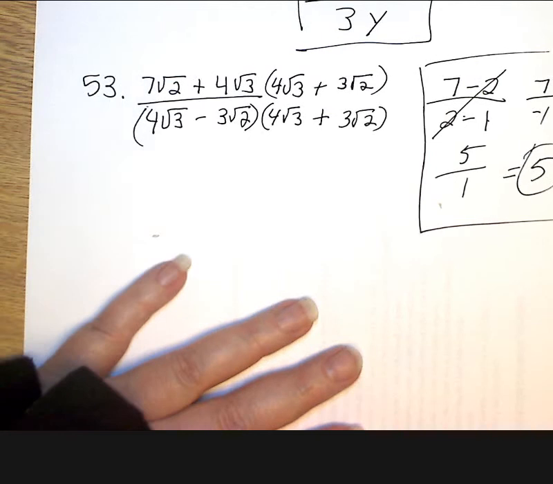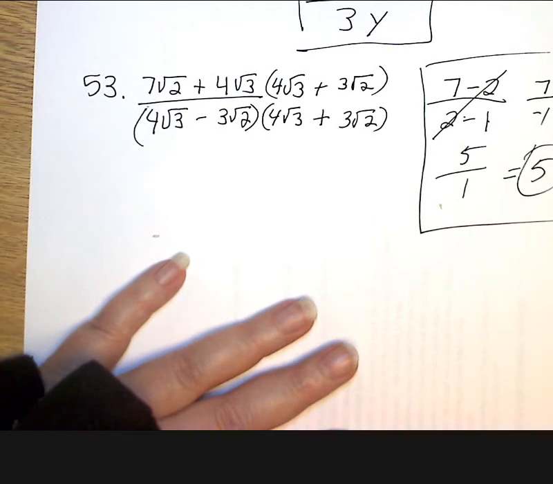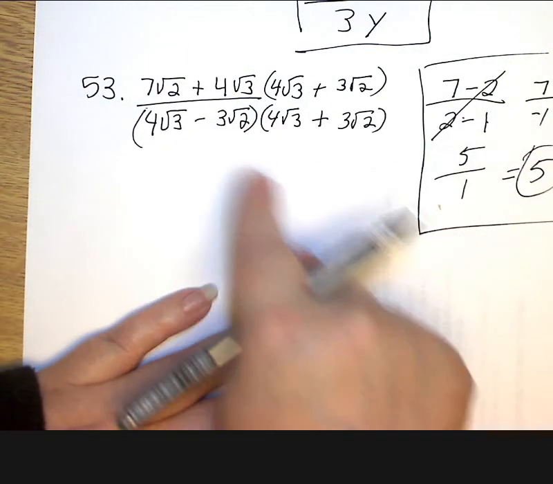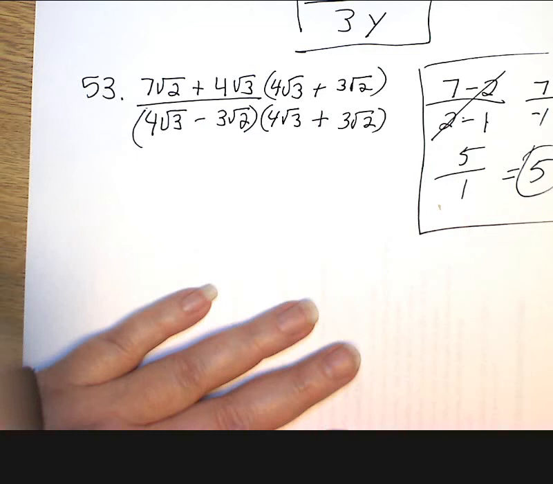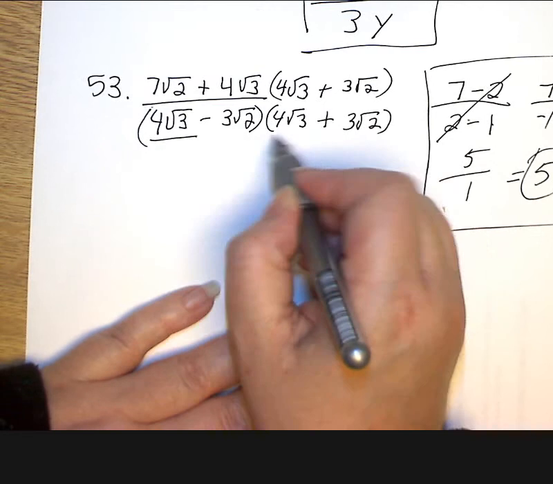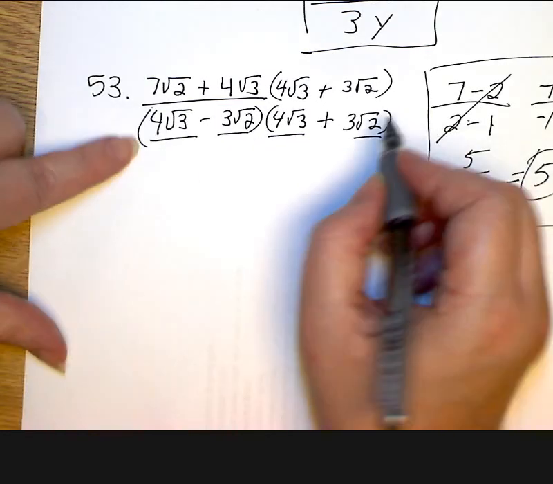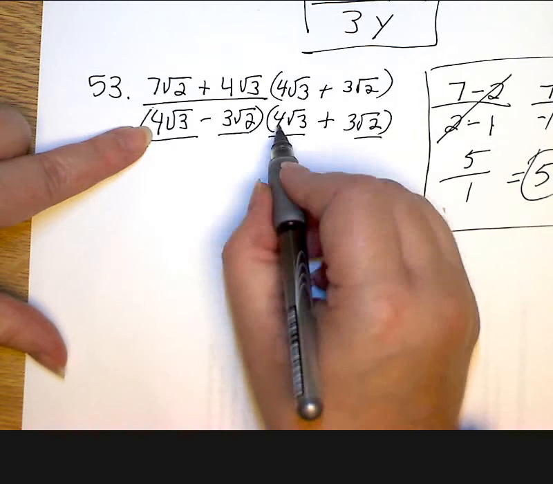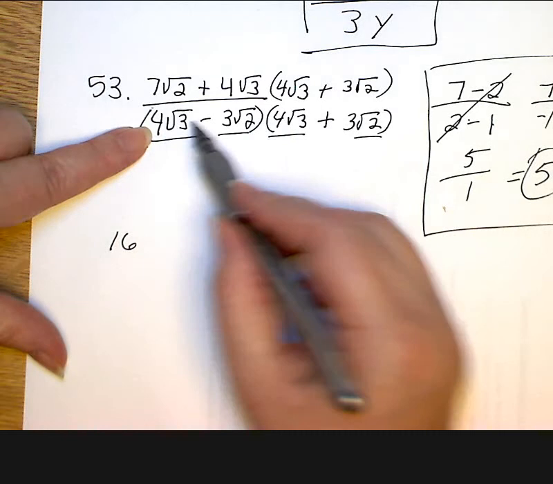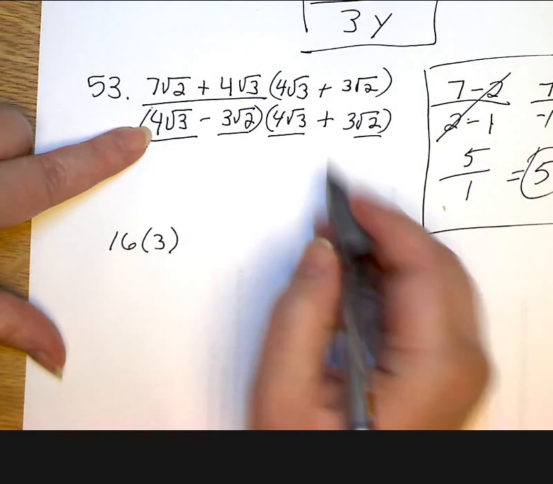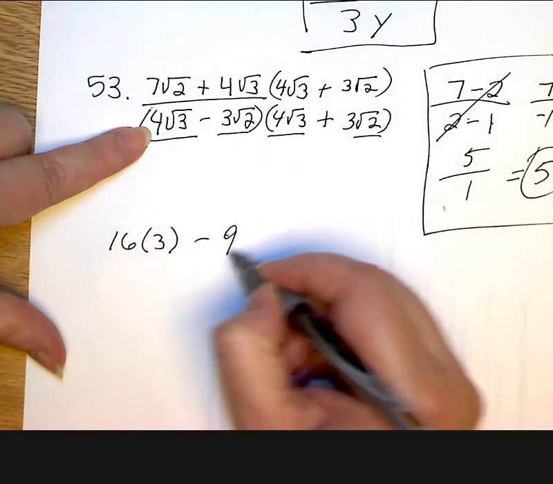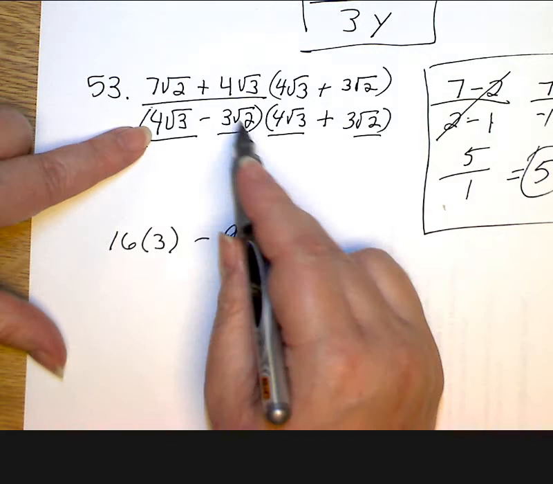So Steve, on the bottom, how can I figure out what the answer is? Since I have two things that are the same but they're opposite signs, what can I do? Just do the first and the last one. First and the last. So I can do F and L. I can do this and that. So my first we have is 4 times 4 gives me 16. And square root of 3 times square root of 3 is 3. We have a positive and negative, so we're going to get a negative. 3 times 3 is 9. Square root of 2 times square root of 2 is 2.